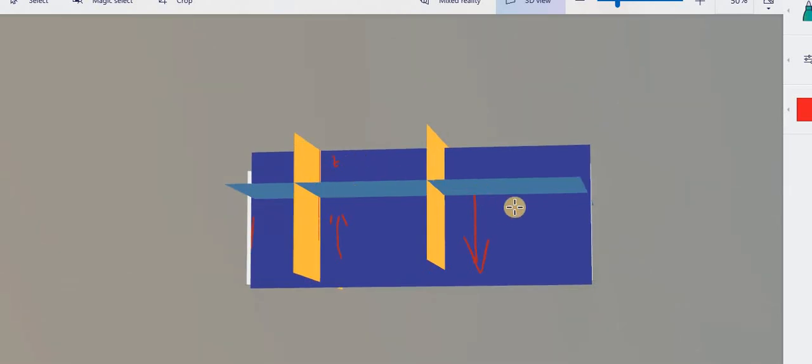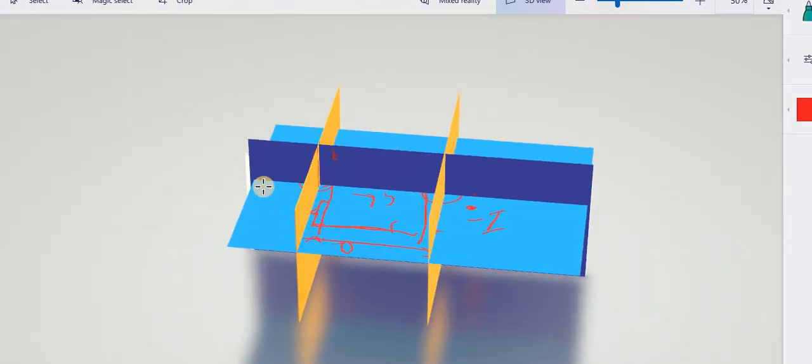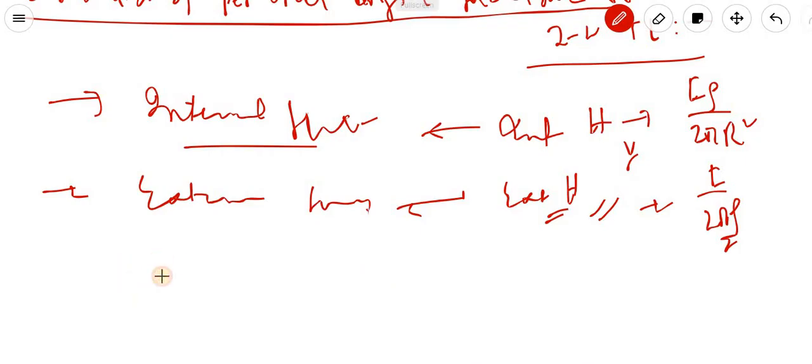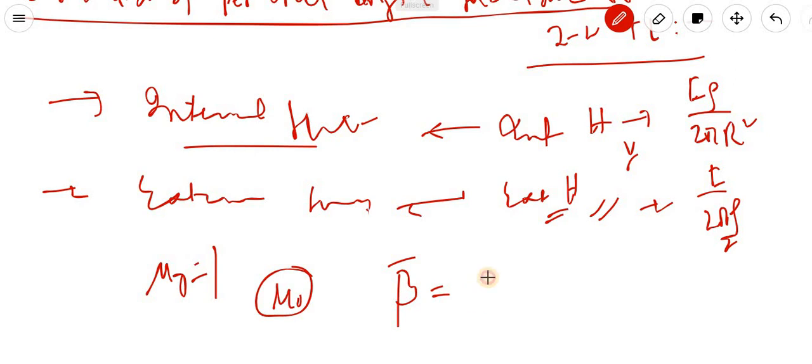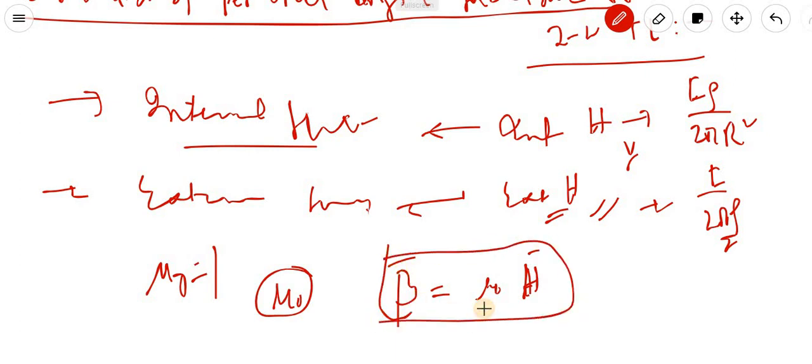Okay. So if the transmission line is placed in free space, the relative permeability would be 1. And we will be discussing only this case. So the relationship between the magnetic flux density and the magnetic field intensity is this for this case.